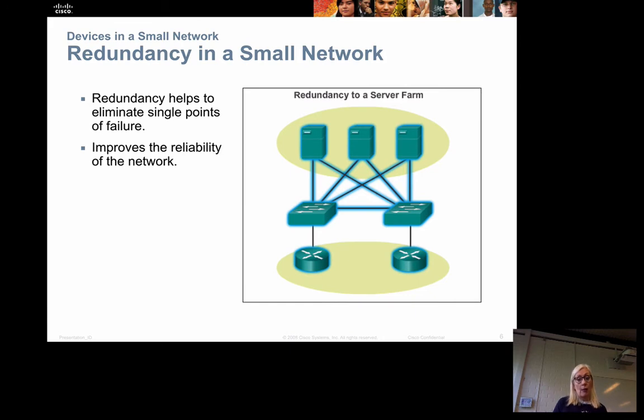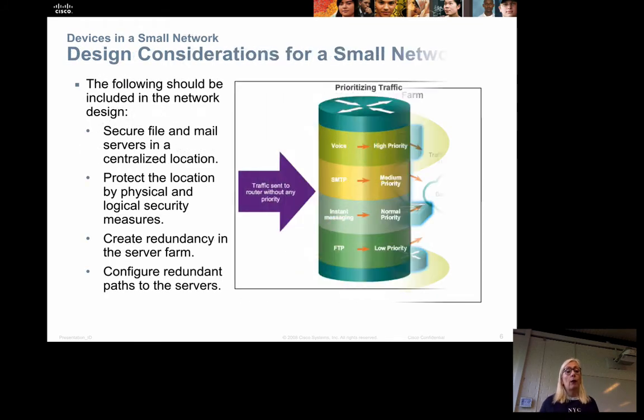We might also consider having some kind of redundancy in our network, where we have different paths to the servers, for instance, which is a good idea. If one cable breaks down, well, then there are others that can take over.